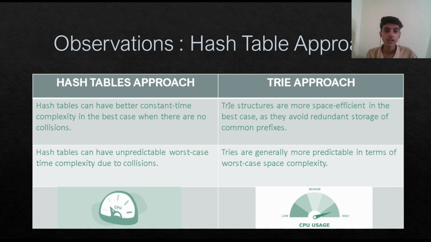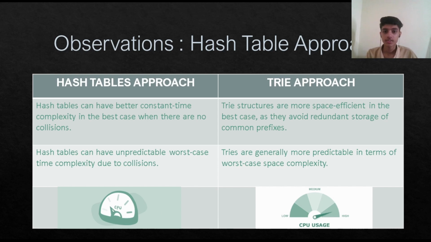In case of tries, they are more space efficient in the best case, since the paths that do not have common prefixes will already be eliminated, so it will avoid the redundant storage of common prefixes, and we will have comparatively less space requirements in case of a trie. Also, the next point is that the hash table can have unpredictable worst case time complexity due to collisions. If there are multiple collisions, then the worst case time complexity of hash tables can be really time consuming to find the word. But in case of tries, it is predictable and it is mostly the same in all scenarios.